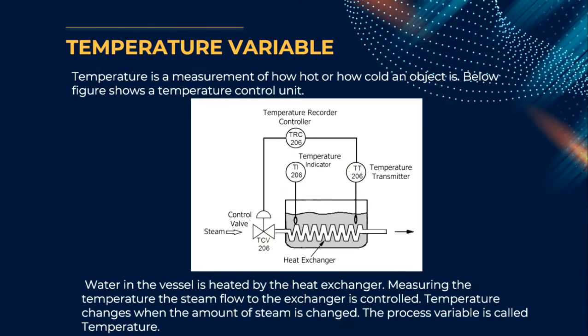Temperature variable. Temperature is a measurement of how hot or how cold an object is. The figure below shows a temperature control unit. The water in the vessel is heated by the heat exchanger. By measuring the temperature, the steam flow to the exchanger is controlled. The temperature changes when the amount of steam is changed. So the process variable is called temperature.